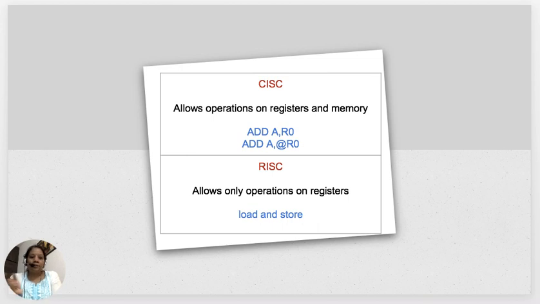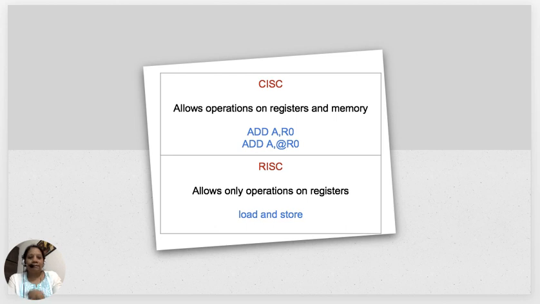If you go and look at R0, you will have an address which is the address of a memory location. So the first instruction, ADD A, R0, is a register instruction, whereas ADD A, @R0 is a memory instruction. Both these types of instructions are allowed in a CISC processor, which means the operand for executing the instruction can either be in a memory or be available in a register. So this kind of flexibility is allowed in a CISC processor.